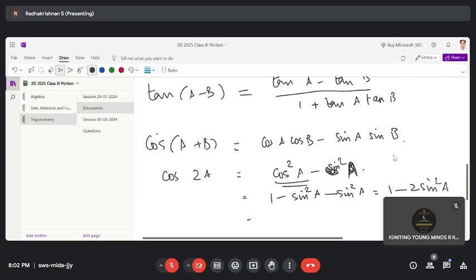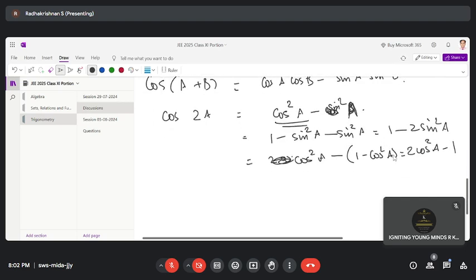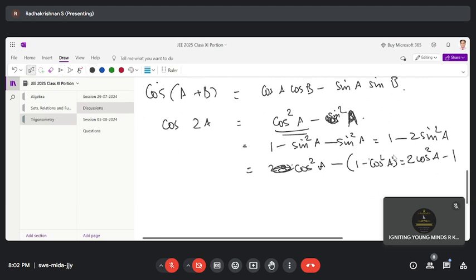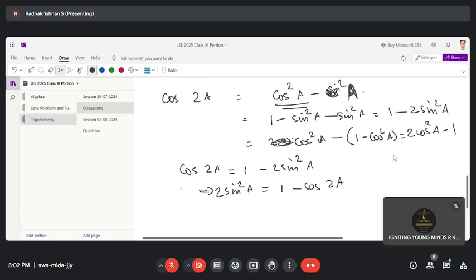Similarly, cos 2A equals 2 cos square A minus 1 also. That comes because sine square A can be written as 1 minus cos square A, so this becomes 2 cos square A minus 1. So there are 3 formulas for cos 2A. From cos 2A equal to 1 minus 2 sine square A, you can derive sine square A: 2 sine square A equals 1 minus cos 2A. Therefore, sine square A equals (1 minus cos 2A) divided by 2.